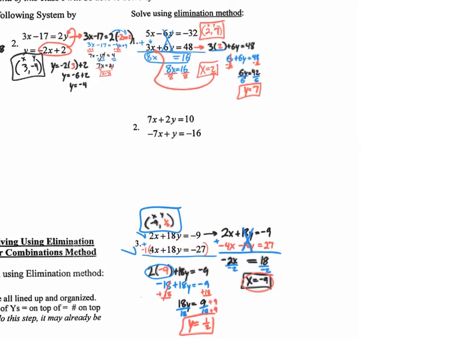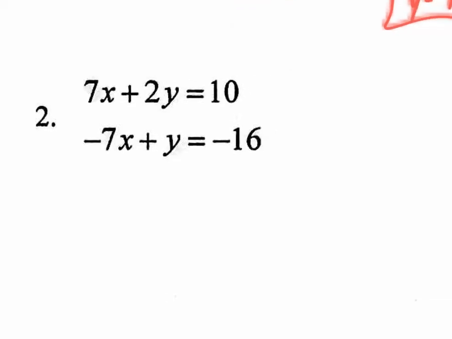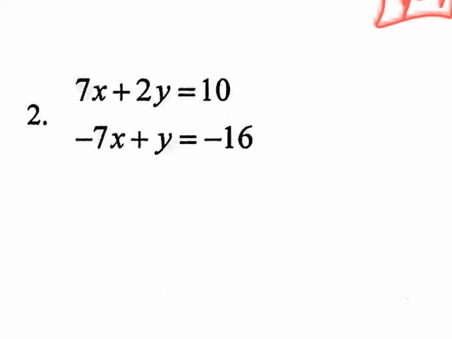Now number 2, that one's really easy because it's ready to combine and cancel, right? Step 1, are they lined up? Yeah, they're lined up. X is on top of X's, Y is on top of Y's, equals on top of equals, number on top of number. If I were to combine them, if I were to put the line and a plus sign, will something cancel? Yes, the X's will cancel. So you're ready to rock. Just go ahead and start working on it.